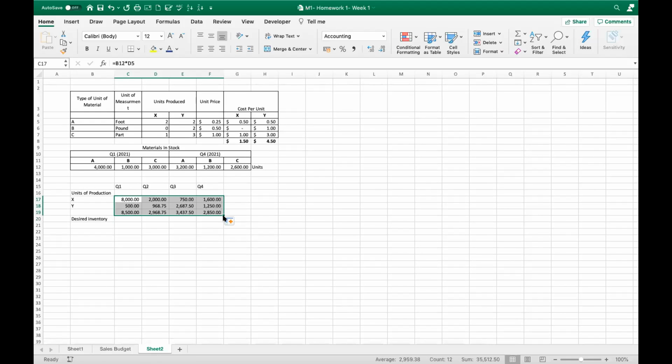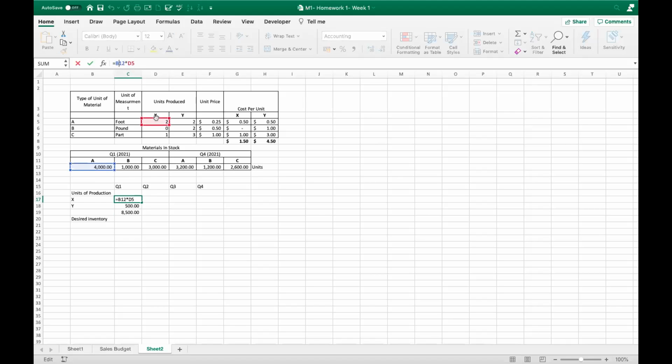No, I think it doesn't work because I need to fix the cell. You need to fix the cell of the D5. Yeah. And also, the way you put the information there in materials and stock, that's not what you should be using. You should be using production, your production budget.